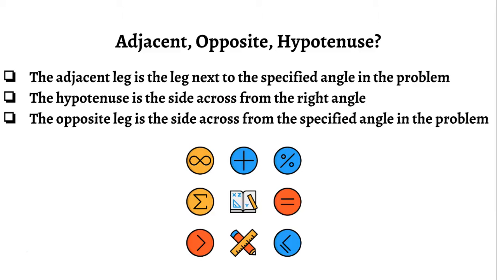So you may be a little bit confused by hearing adjacent, opposite, and hypotenuse. The adjacent leg is the leg next to the specified angle in the problem. The hypotenuse is the side across from the right angle. The opposite leg is the side across from the specified angle in the problem.